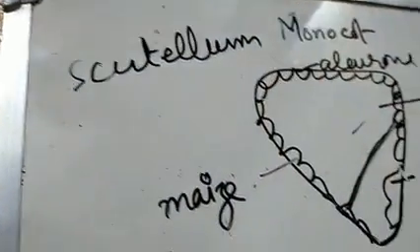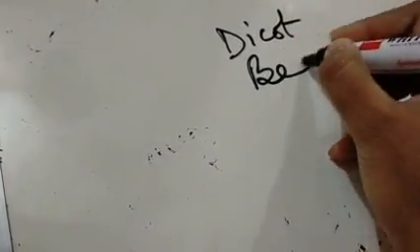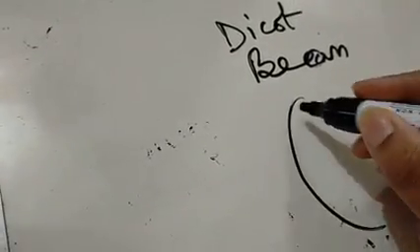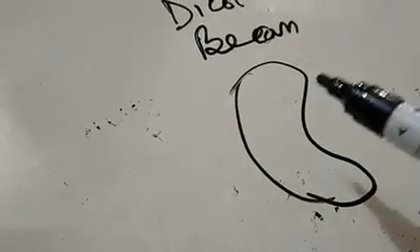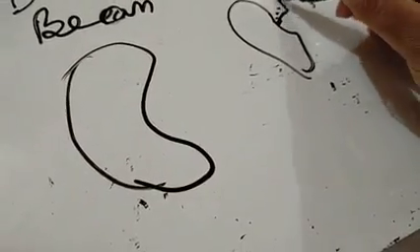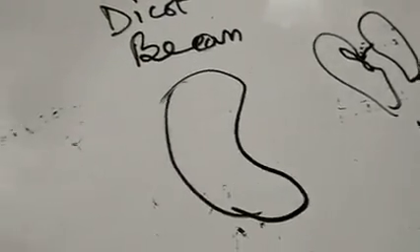Now we come to a dicot seed. The best example of a dicot seed is your bean seed, rajma. If you have seen, it is a kidney shaped bean seed. If you open it, you have two parts, two cotyledons. When you open it, you will find it in this manner, and the cotyledon is present and the embryo is over here.